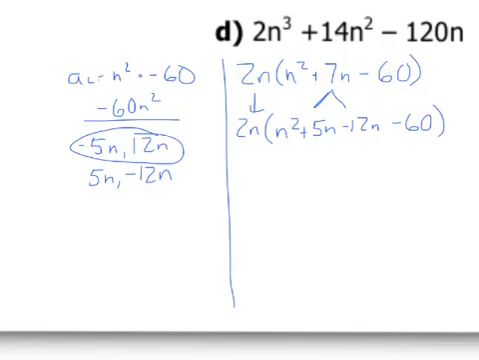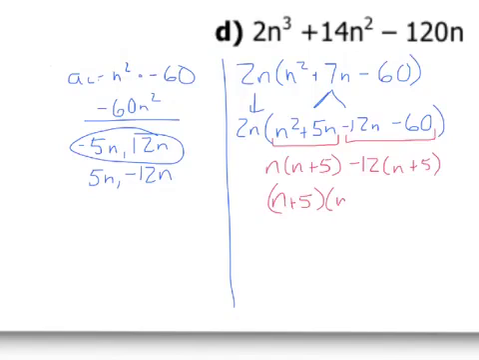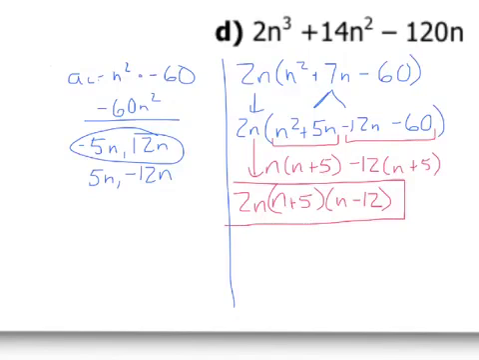Now that I have 4 terms inside the parentheses, I'm going to group. So out of n squared and 12n, I bring out an n, and I'm left with n plus 12. Out of negative 5n and negative 60, I'm going to bring out a negative 5, and I'm left with n plus 12. So n plus 12 is in common, so it comes out front, and n minus 5 is left over. Don't forget to bring down your GCF. So my final answer is 2n, parentheses n plus 12, parentheses n minus 5. Okay?